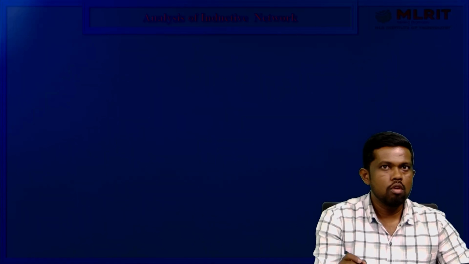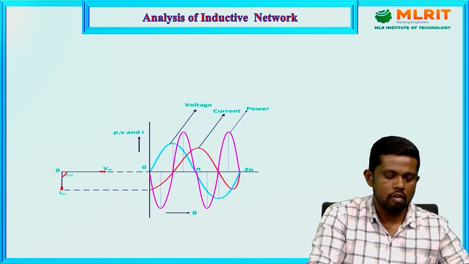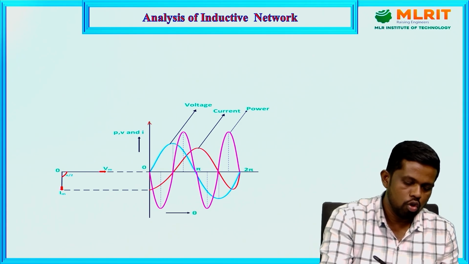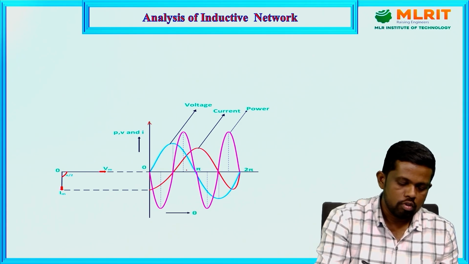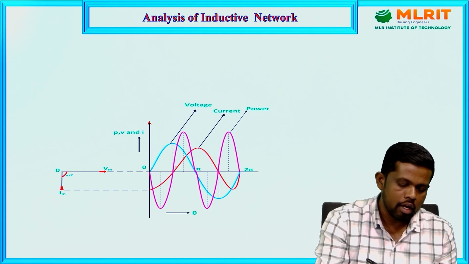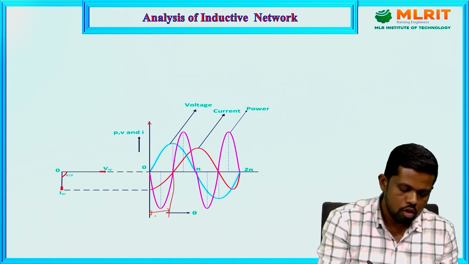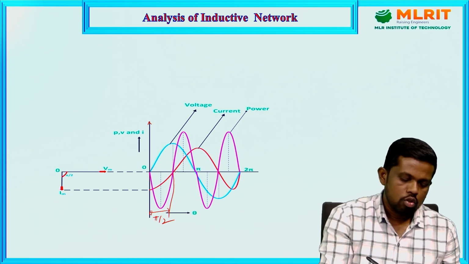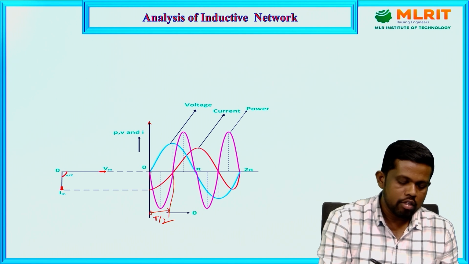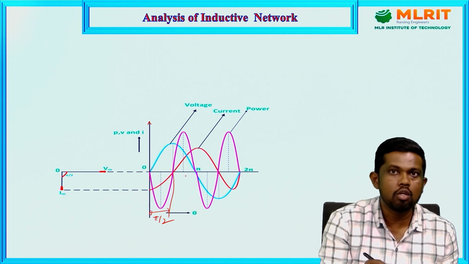Based on this, we need to draw the power, voltage and current waveforms. This is the voltage waveform, the blue one, which we have already discussed. Then the current always lags by an angle of pi by 2, or 90 degrees. Based on this we get the power. In the span of 2 pi we get 2 power cycles.